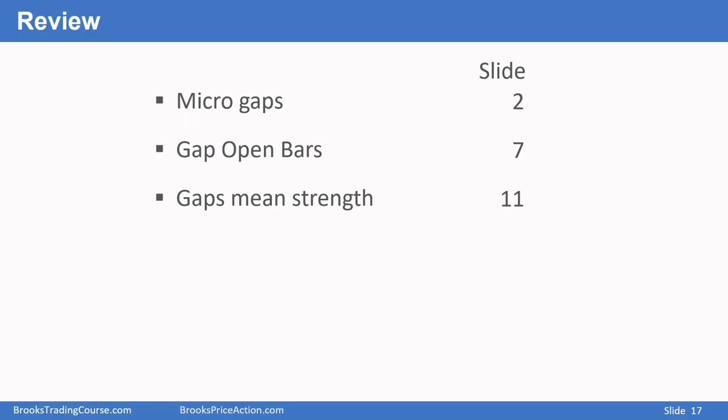If the current bar opens above or below the close of the prior bar, I call it a gap open bar. And scalpers will pay attention to gap open bars because they can often take small scalps, either betting on a reversal or a continuation. Gaps mean strength. If gaps are staying open, chances are the trend will continue at least a little bit further.